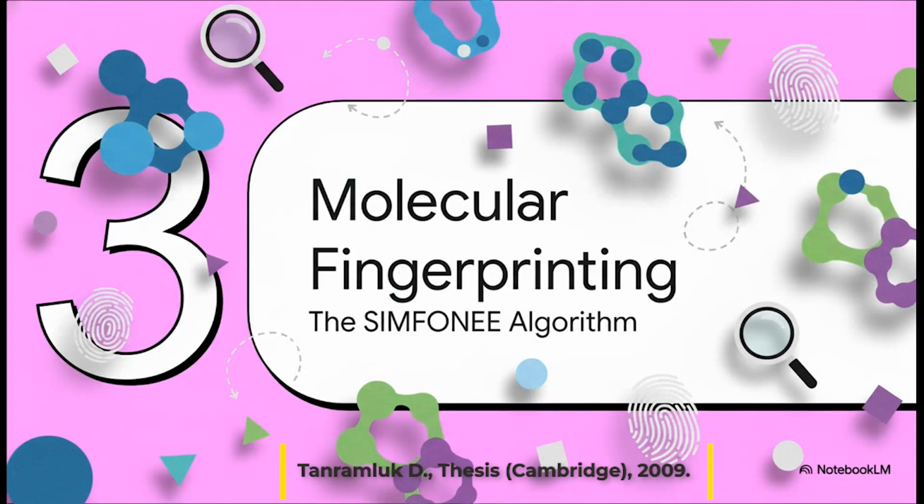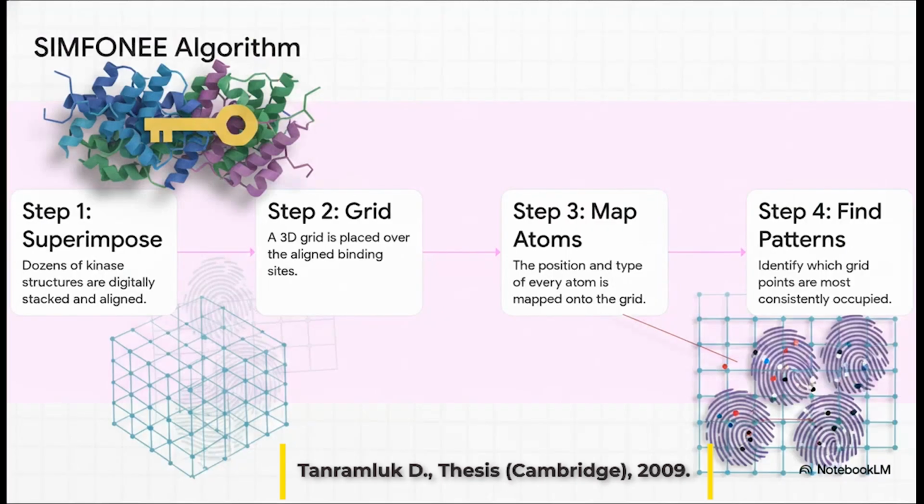Now, to sort through all this complexity, you can't just look at them. You need something way more powerful. You need, like, a molecular forensics kit. And this is where the research gets really, really clever. They developed a new algorithm to analyze these binding sites in a totally new way. So how does this algorithm, it's called Symphony, actually work?